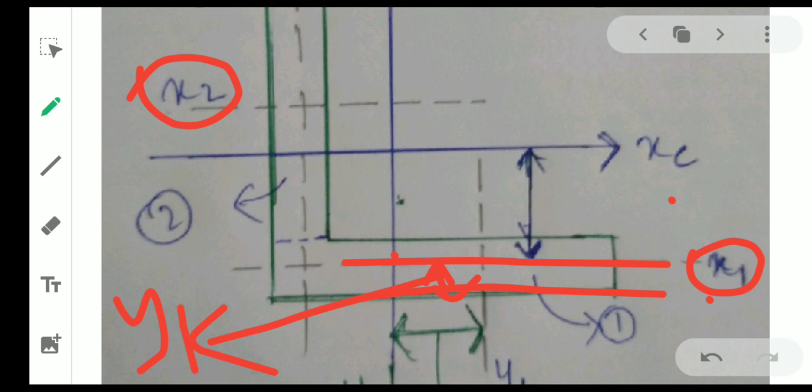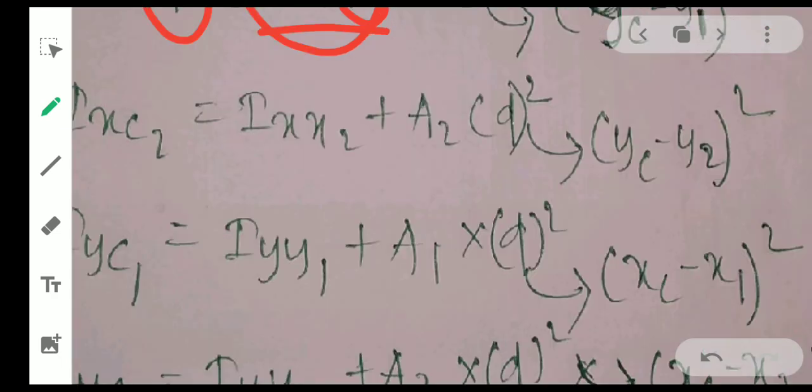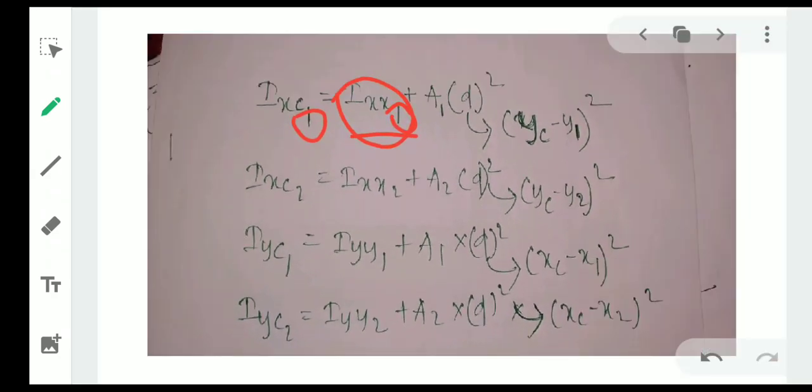As you are calculating from the x axis, the distance becomes y, so this is y1. Simple. Similarly for section 2, when we are calculating, this is x2, and this x2 is calculated from this reference axis, because we have to draw a reference axis. So this is also calculated from the x axis. The distance will be y. So remember, when we are calculating this distance d for x, we have to take the y distance, that means y1, y2 and yc.